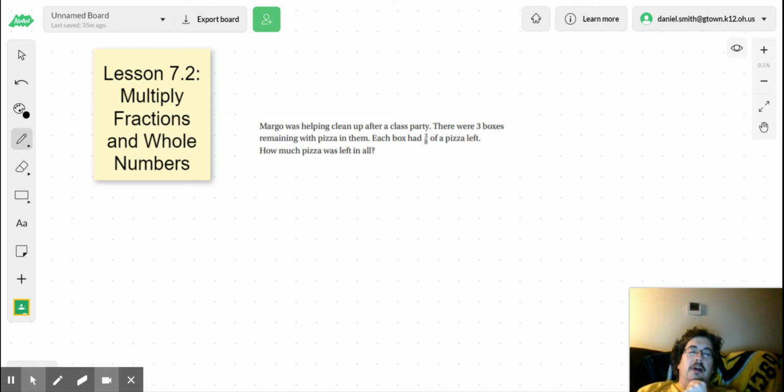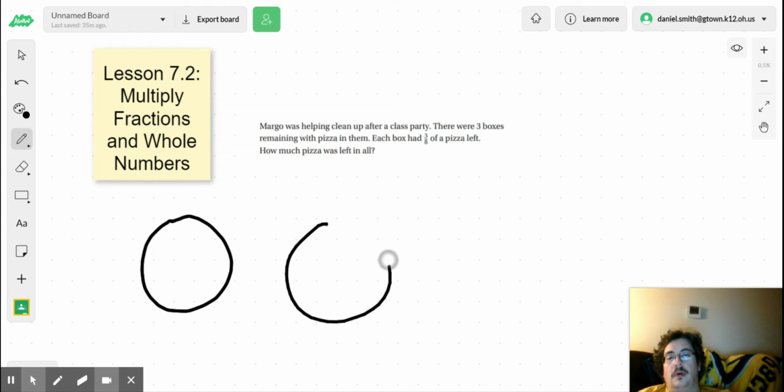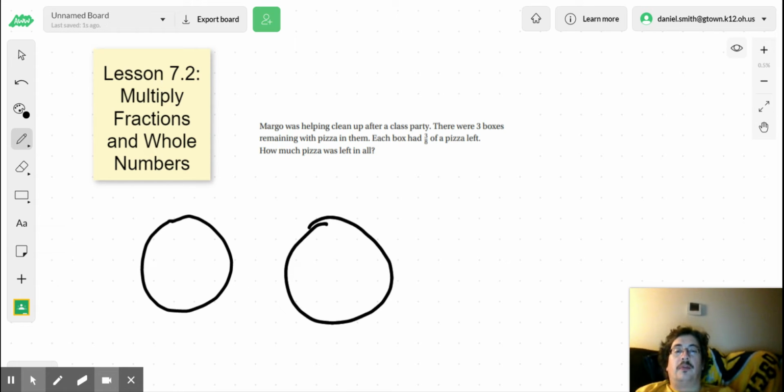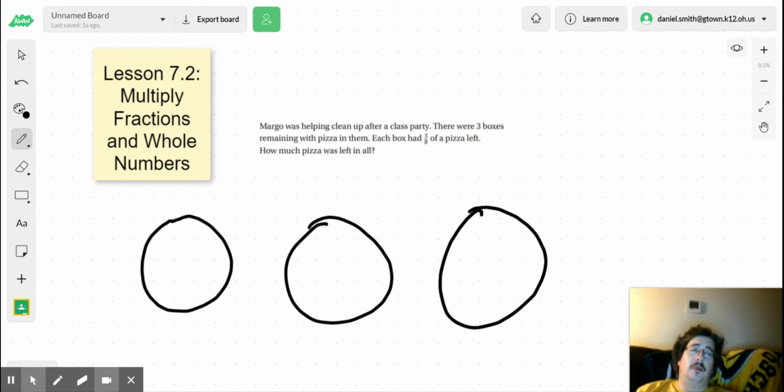Okay, so there's several different ways to think about this problem. But let's start by drawing a picture. So instead of drawing the box, I'm going to draw each pizza. So if there were 3 boxes with pizza in them, that means there used to be 3 pizzas inside. And if there's 3/8 of a pizza left, that means the pizzas were cut up into eighths.